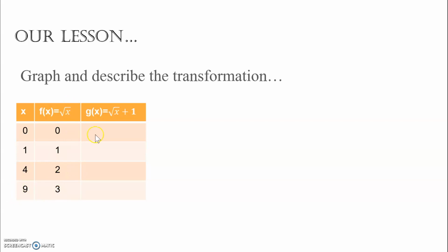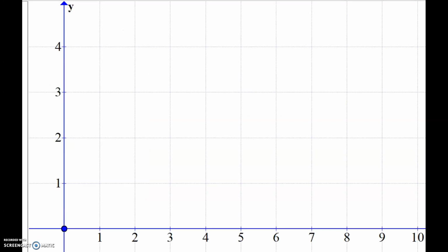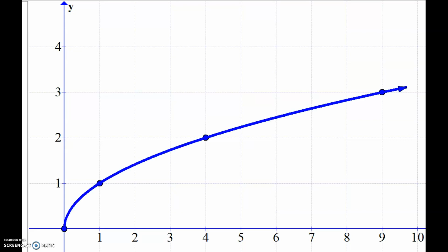Then we're going to plot these points to get a graph. First we have (0, 0), (1, 1), (4, 2), and then (9, 3). If we connect these, we will have the graph of our function. So that is our parent function, f of x equals the square root of x.